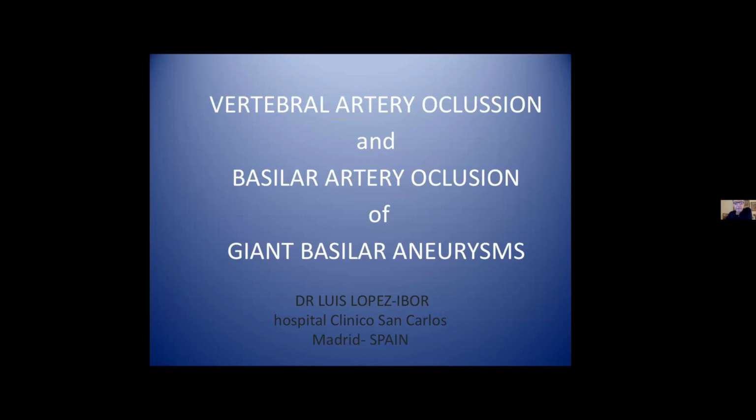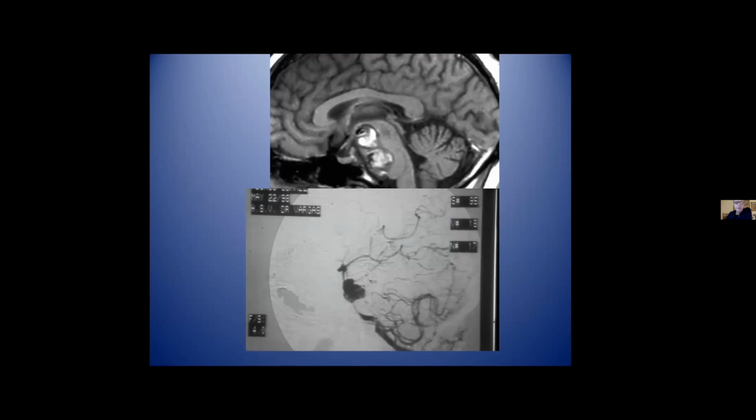And finally, I'd like to present some special case which I treated with vertebral artery occlusion and basilar artery occlusion, sacrifice of the basilar artery in some special giant basilar aneurysm. This is the first case. It's treated by myself and Dr. Vargas in 98. Bigger middle part dissecting aneurysm.